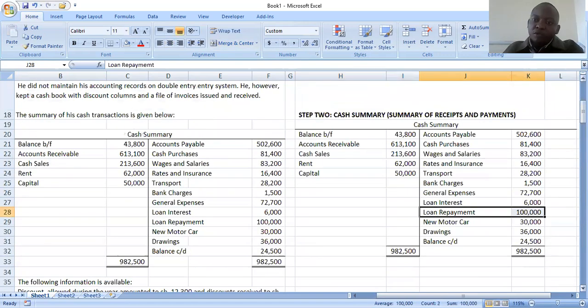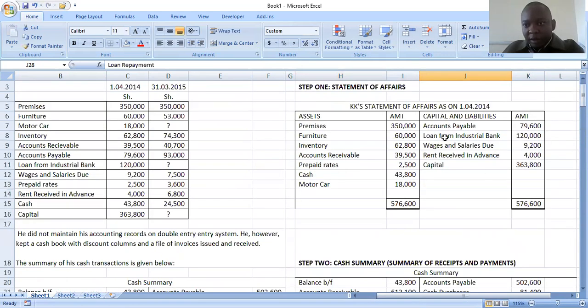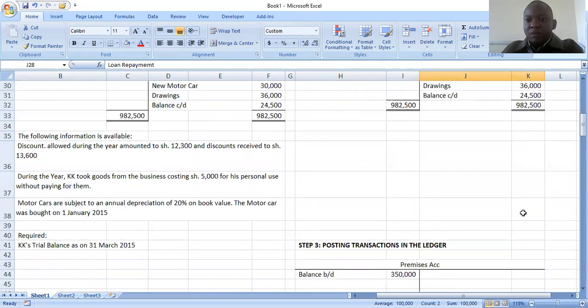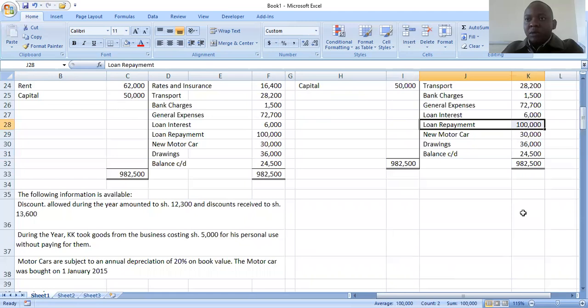A loan repayment of 100,000 shillings. So cash has been credited, so therefore we need to debit the loan account. So we have the loan, in this case the loan from Industrial Bank. So we debit the loan from Industrial Bank because the loan has decreased. A loan being a liability, whenever a liability is going down, we're supposed to debit. The loan repayment means that the loan is declining, so we therefore debit the loan account.